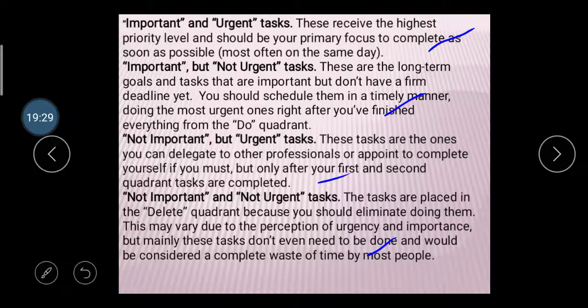This may vary due to the perception of urgency and importance, but mainly such tasks are a complete waste of time for most people. So you have to divide your work into the 4 categories. Whichever work is very important, you have to complete it first, and then schedule the work one by one.